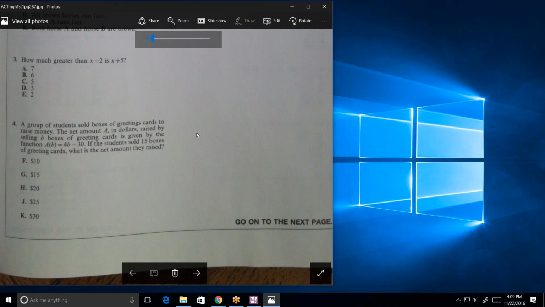Okay. If the students sold 15 boxes of greeting cards, what is the net amount they raised? So 4 times 15 equals 60. So it would be $30, right? Right.